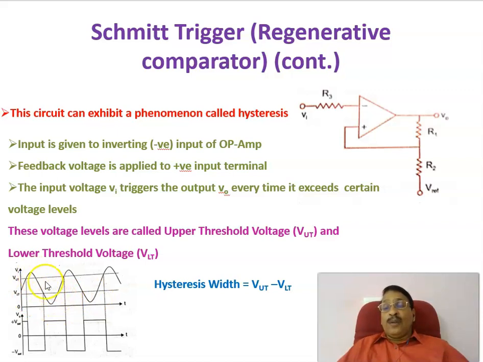The difference of these voltages is called the hysteresis width, which is equal to the difference of the upper threshold voltage and the lower threshold voltage. That difference we call the hysteresis width. That is what is meant by hysteresis.